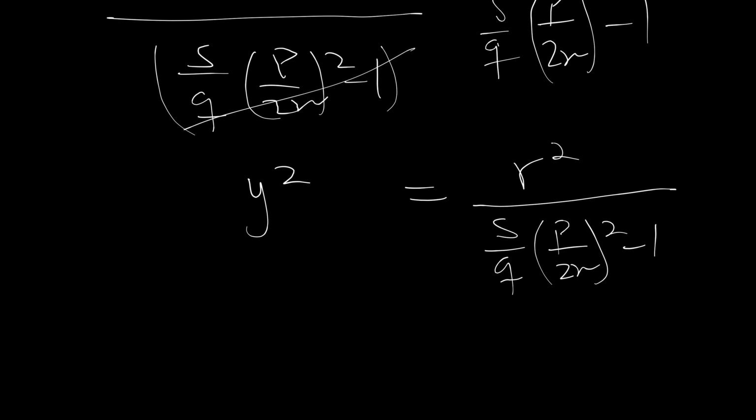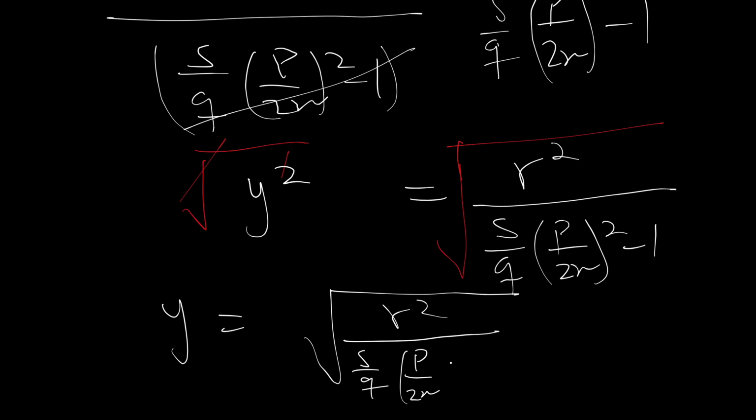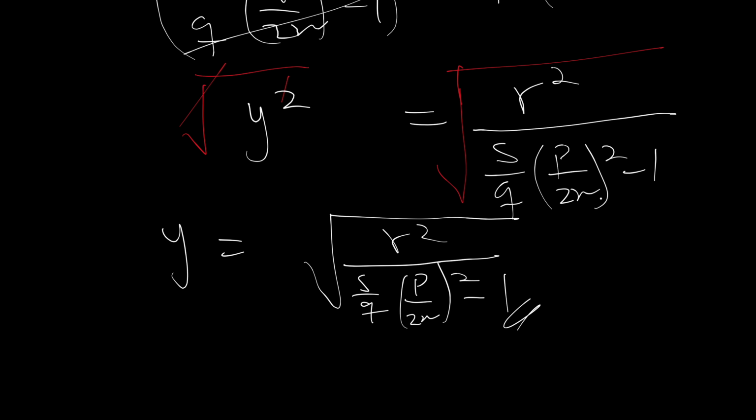So we have the square root of this side and the square root of this side. And when we do that, the square cancels the square root. So our y will be equal to the square root of r squared divided by s over q times p over 2x all squared minus 1. So this will be our final answer. So we'll be moving on to question 2b.